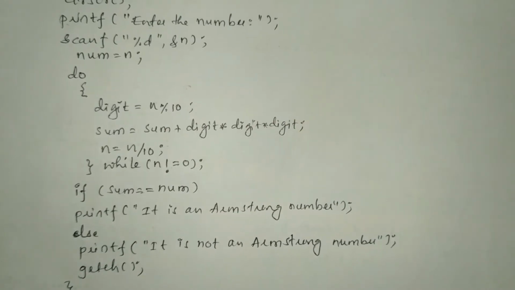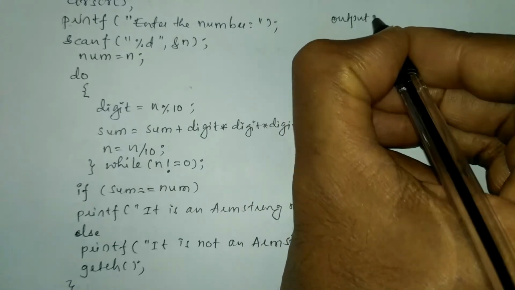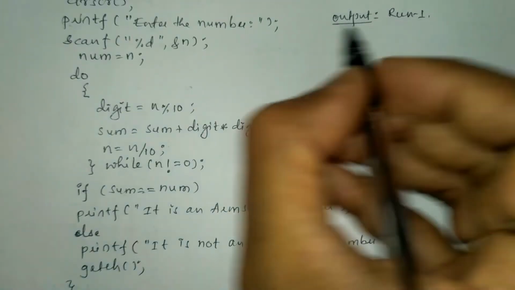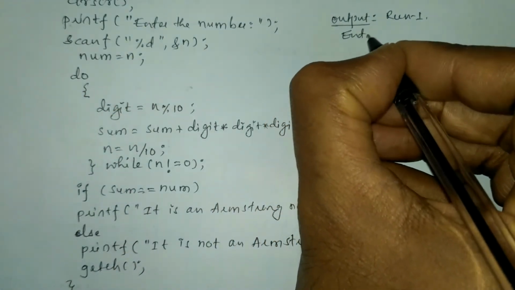Now let us take an example. Here I'm going to write output, and this is the first run. Once we compile and run this program, it will ask the user to enter the number.